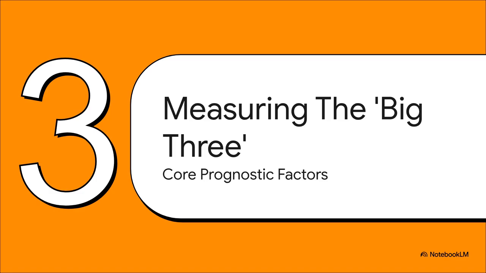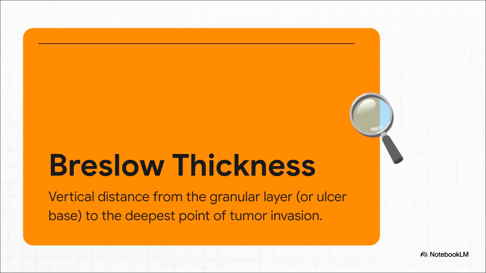All right, everyone, lean in, because this next section is critical. We are talking about the big three. These are the most powerful, independent predictors of a patient's outcome. This is where your precision matters most. And leading the charge is Breslow thickness. Honestly, if you remember one thing, make it this. It is hands down the single most important prognostic factor in invasive melanoma. Everything hinges on getting this measurement right.